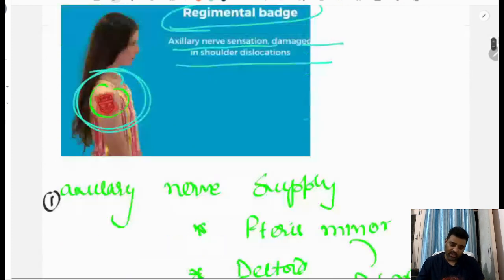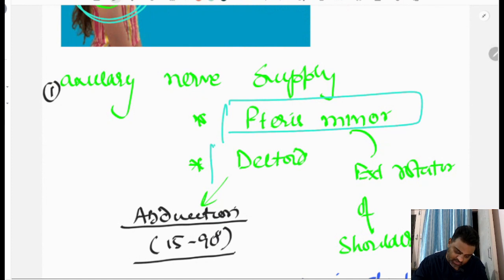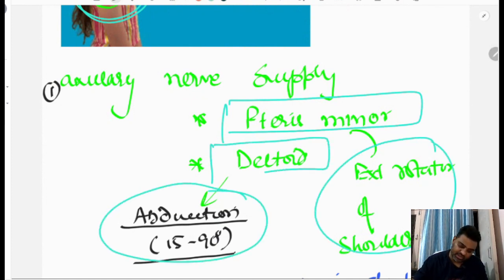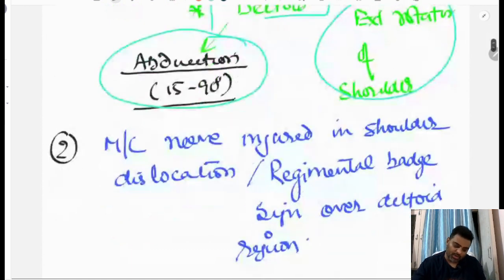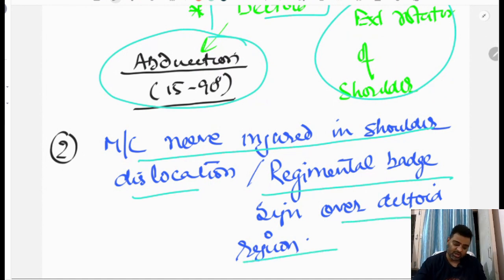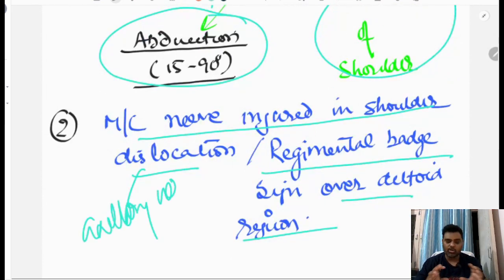Axillary nerve supply is, I have told you, teres minor muscle and deltoid muscle. Deltoid is the abductor and teres minor is the external rotator of the shoulder. Most common nerve injured in shoulder dislocation, and regimental badge sign over deltoid region. The most common nerve injured in shoulder dislocation, I have told you, is the axillary nerve. This you have to remember, because whenever not specified, you have to take shoulder dislocation as anterior, because most commonly it is anterior.